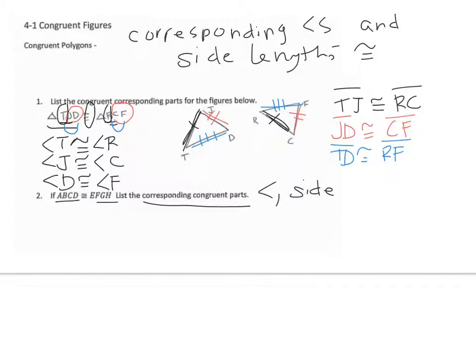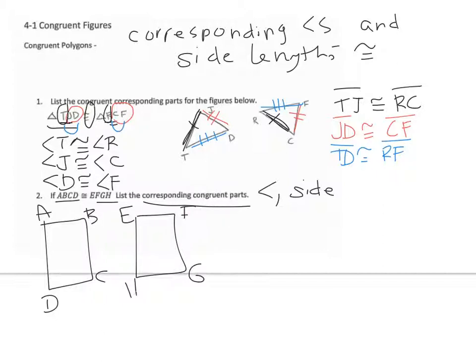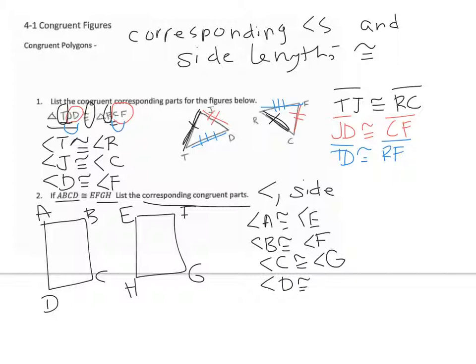So this is a quadrilateral. I'm just going to draw it out. A, B, C, D, and go in the same order, E, F, G, H. So first I'm going to do the angles. Angle A is congruent to angle E because they're both the first letter. Then angle B is congruent to angle F because it's the second letter. Angle C is congruent to angle G because it's the third letter. And angle D is congruent to angle H because it's the fourth letter.